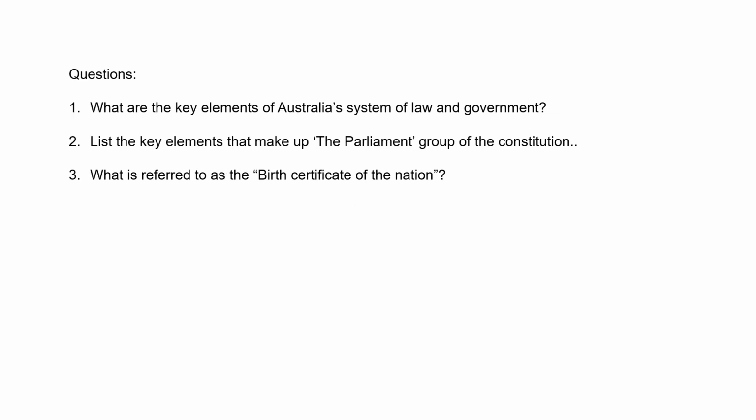These are the 3 questions you're going to be answering about the information that you've just listened to. You can go back and check the information on the PDF slides, which is located next to this video in the history folder. So these can be just typed directly into your Google document. The first being, what are the key elements of Australia's system of law and government? So you need to think back to the second slide and think about the separation of power within Australia.